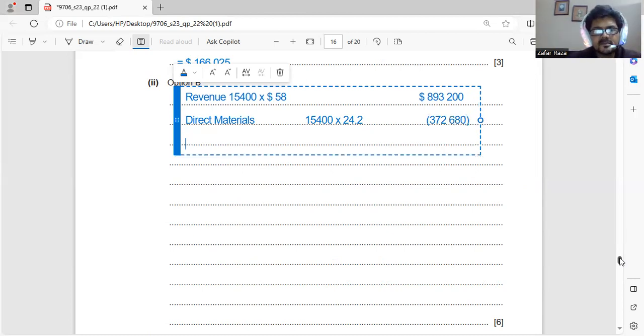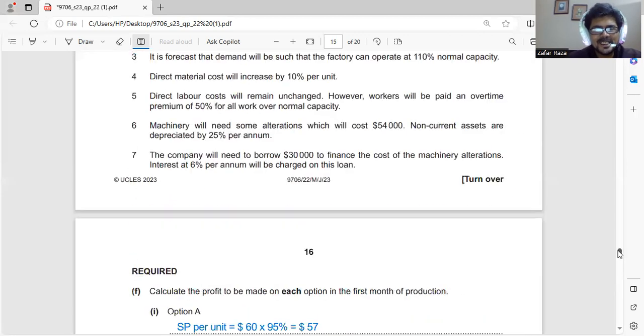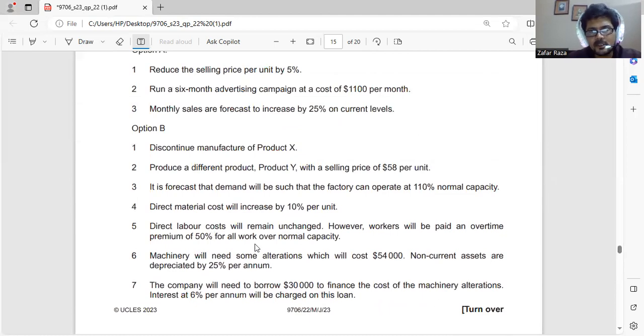Okay. Now come to direct labor. What is changing in direct labor? Direct labor cost will remain unchanged. However, workers will be paid an overtime premium of 50% for all work over normal capacity.